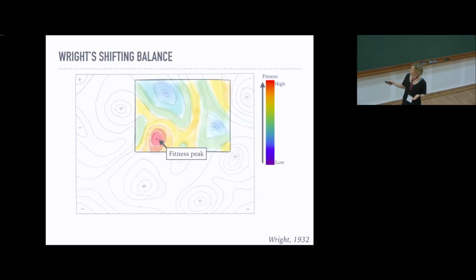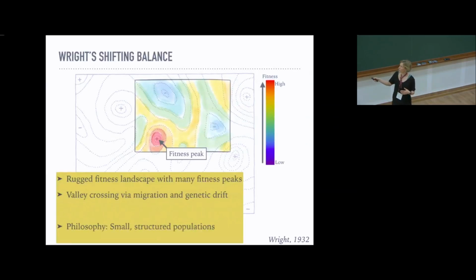And now the thing is that the population will move to the closest fitness peak, and so it can get stuck. So he invoked that you really need small and structured populations in order to get either drift or migration to help you cross fitness valleys and adapt further after getting stuck in a local optimum. And so that's a very different philosophy.